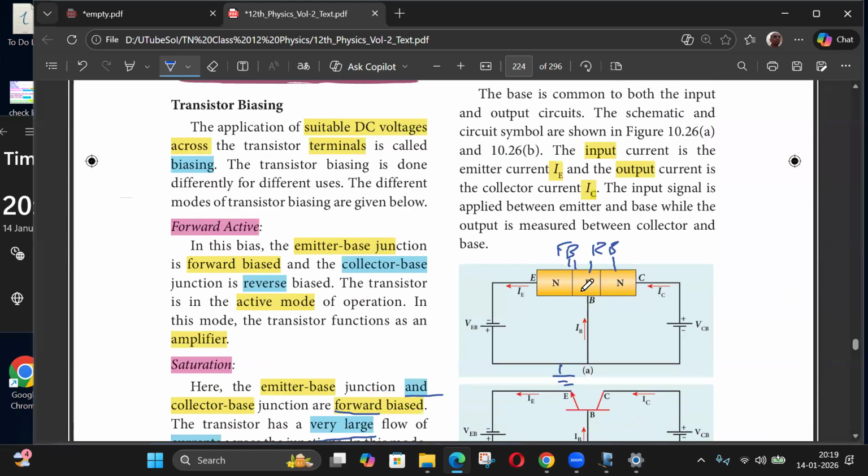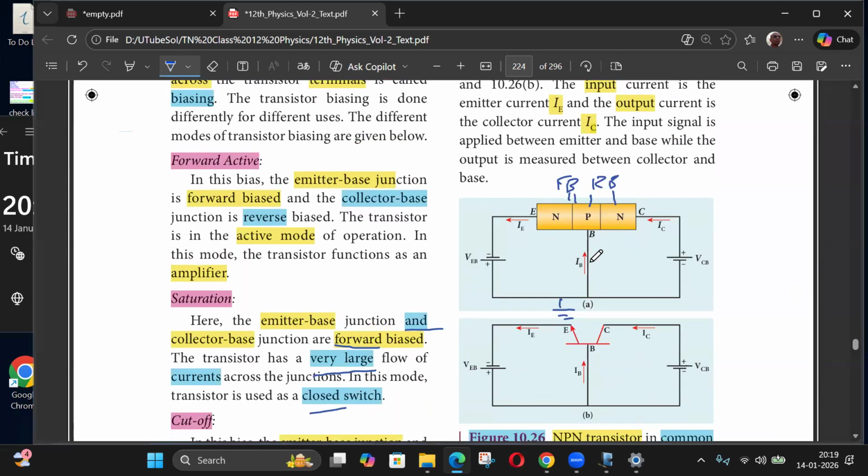So this is a circuit diagram. Input is between emitter and base, and output is between collector and base. Base is common to both input and output circuit. In the input circuit we have this voltage source, and the output has a voltage source. These are biasing voltages because this condition has to be satisfied. This is forward biased, and this is reverse biased.